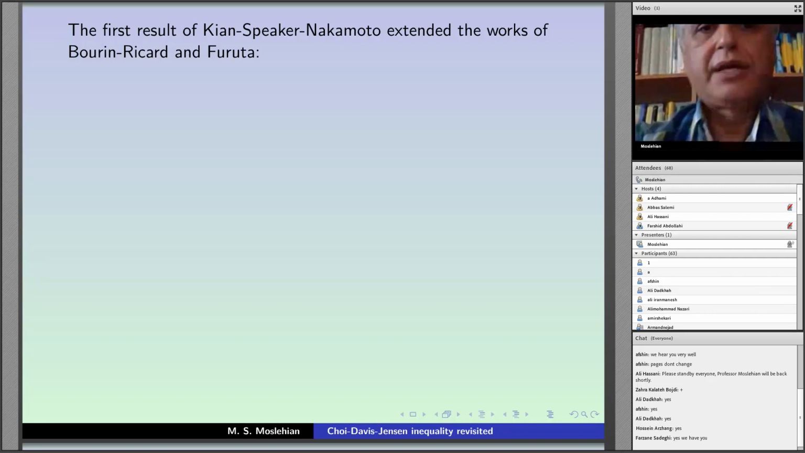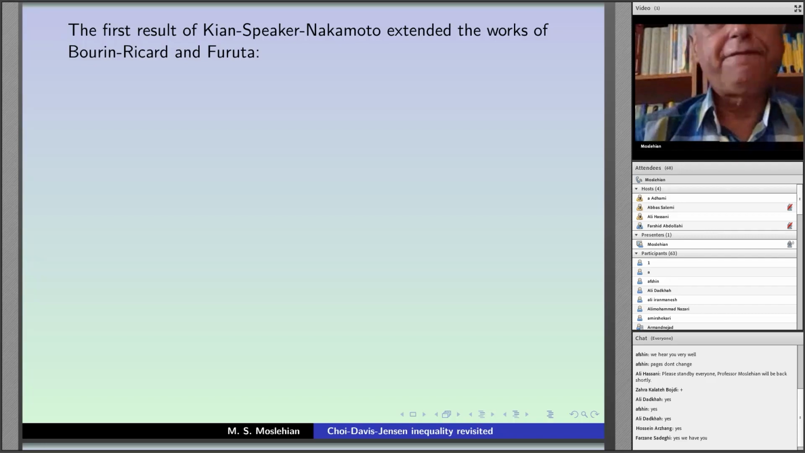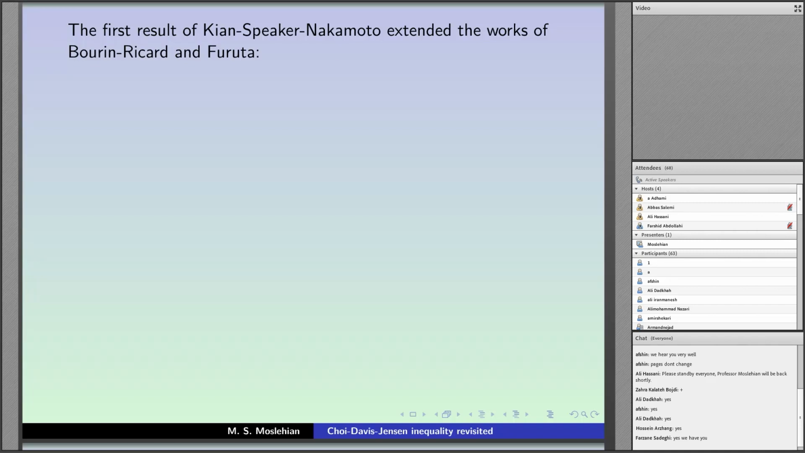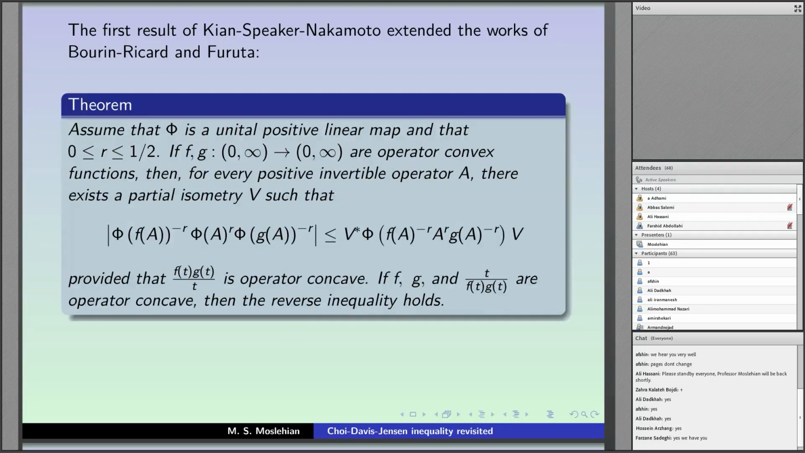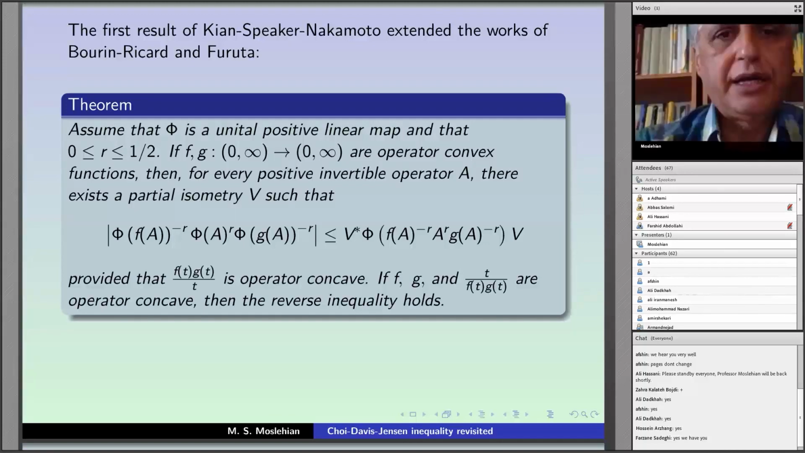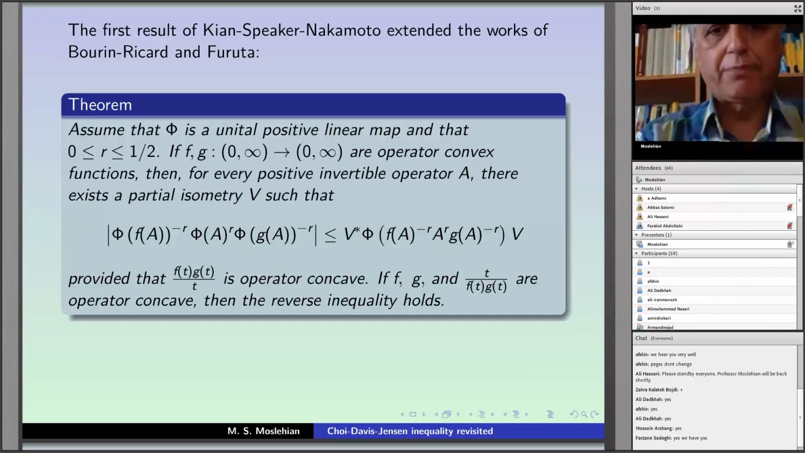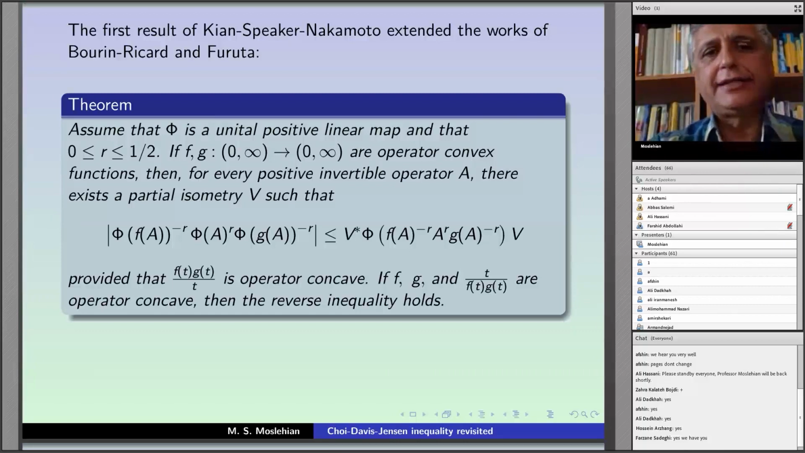The first result of Kian, Moslehian, and Nakamoto extended the works of Burin, Ricard, and Furuta. It reads as follows. Here you can see we have a unital positive linear map phi, and f and g are operator convex functions. Then for every positive invertible operator A, there exists a partial isometry V such that this inequality holds, provided that this function is also operator concave.